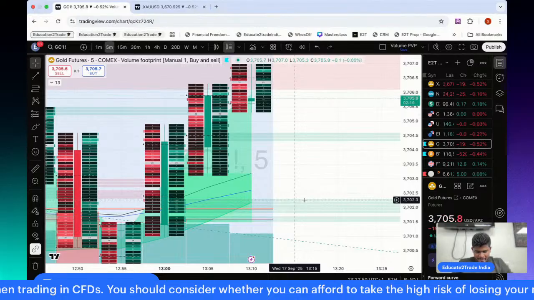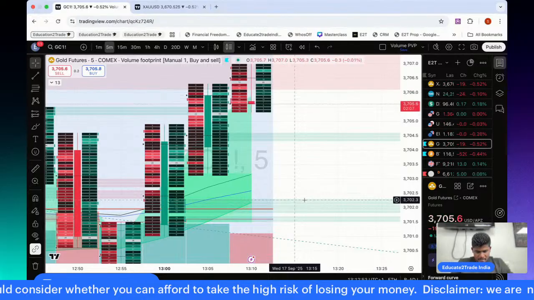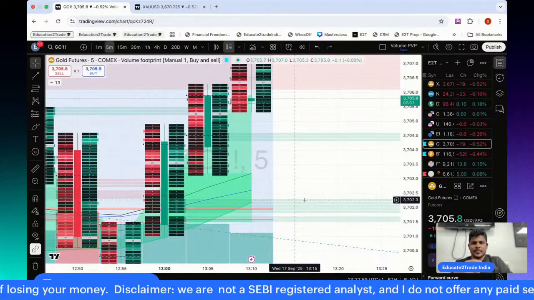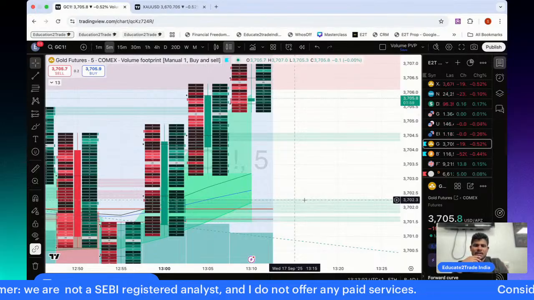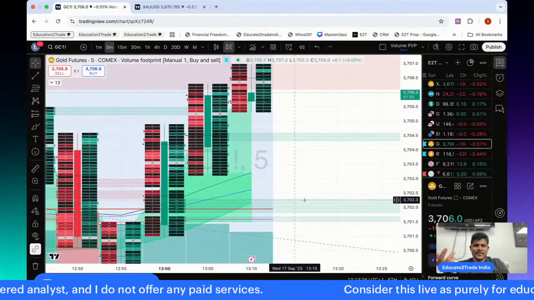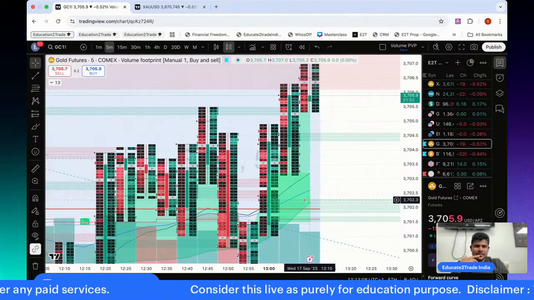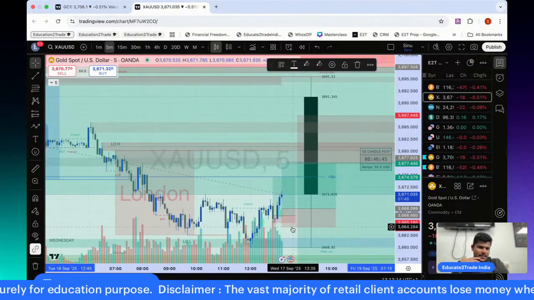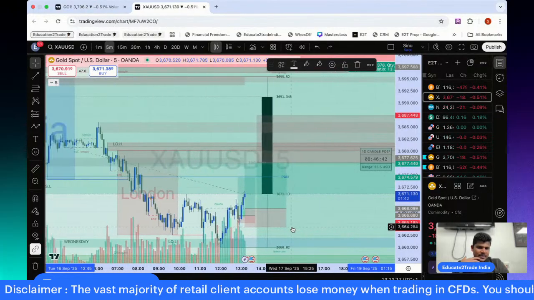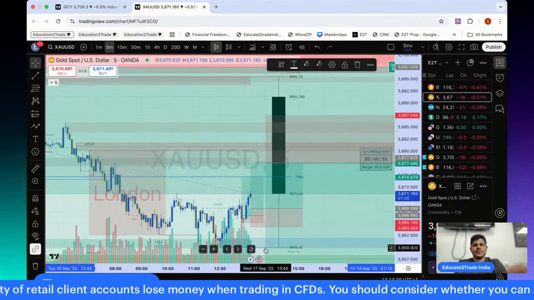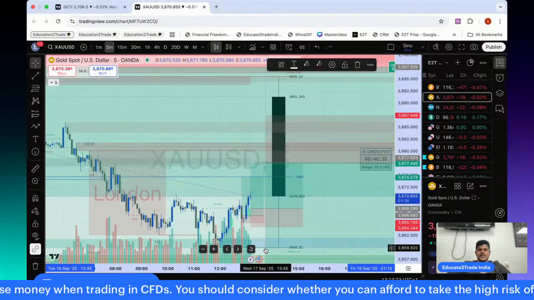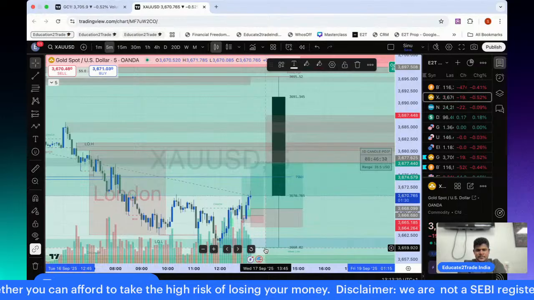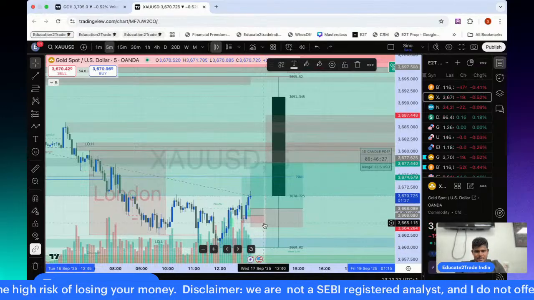Those who did an entry at exactly 6465 levels got a $5 move with a $1 risk, $1.5 risk. So this is how you can scalp even with a counter trend. But the problem is when you're scalping on a counter trend, you have to make sure that the risk is intact. At the same time, let's see if the price is able to sustain and close above 7133. So we might get multiple opportunities similar to this.